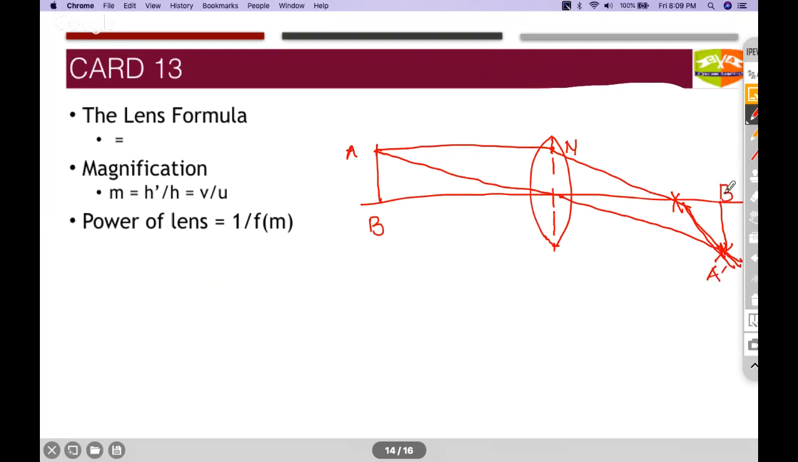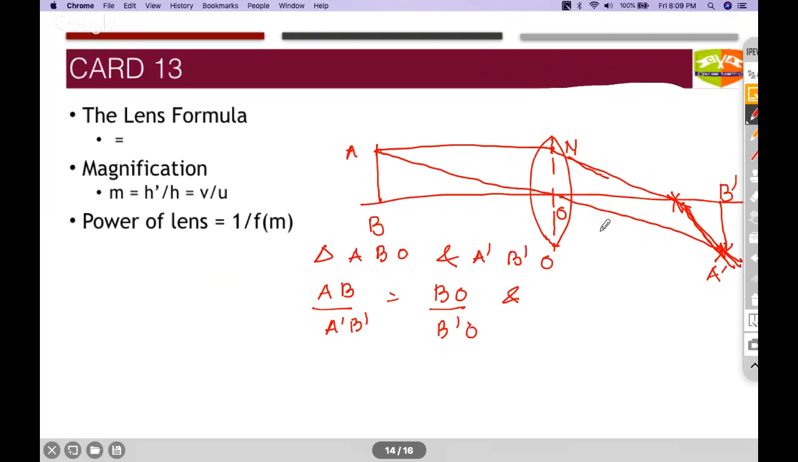and this is A dash B dash. Now this doesn't look like it, but this is a straight line which I'm trying to follow, and this is center of curvature O. Now I take triangle ABO and triangle A dash B dash O. So here AB by A dash B dash would be equal to BO divided by B dash O. And in triangle, let's take this triangle.